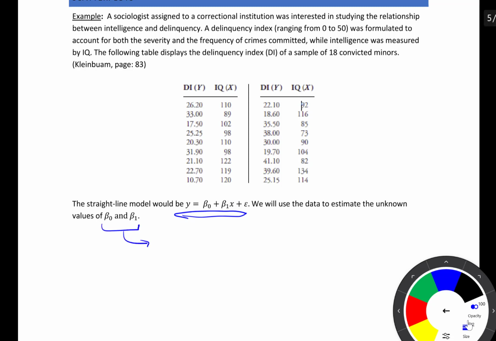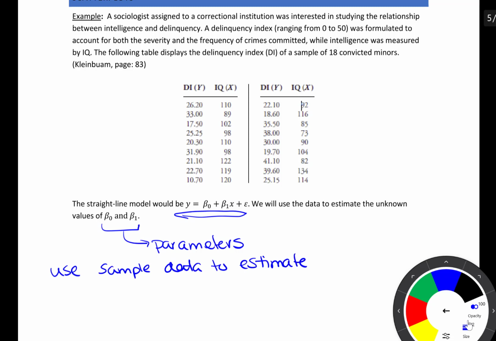So again, these are parameters. And we're going to use sample data to estimate them. And what you're going to find out is when we use the sample data to estimate what these values are, we're going to call the estimates beta hat naught and beta hat 1. So these are both going to be statistics.